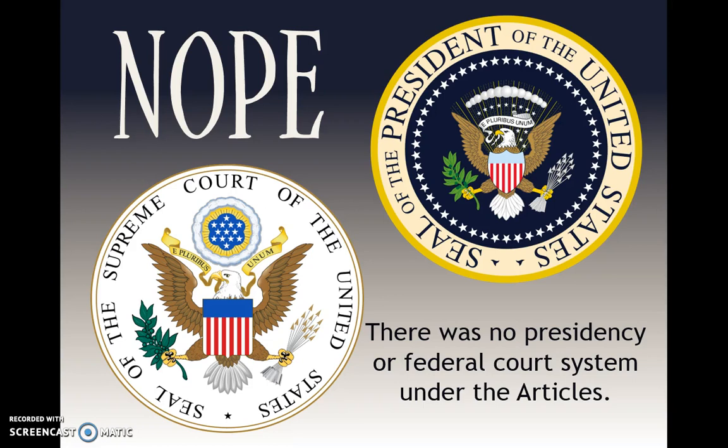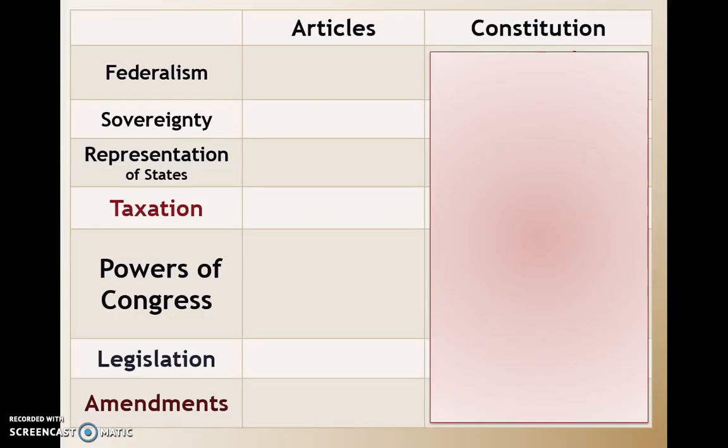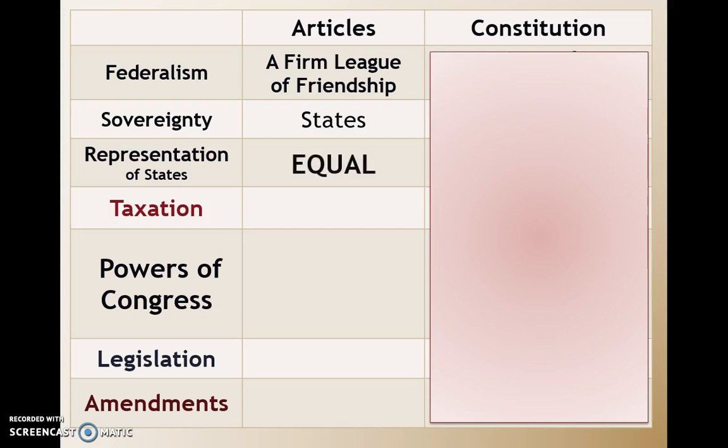So, moving forward, let's take a look at how the Articles handled some of these big principles. Under the Articles, what do we have for federalism? Well, a firm league of friendship, right? It wasn't really a federal system at all. The states allowed Congress to exist, and it didn't exist with much authority at all. Sovereignty rested on the states. Representation of the states was truly equal. Taxation only came from the states. Congress couldn't tax the people individually.